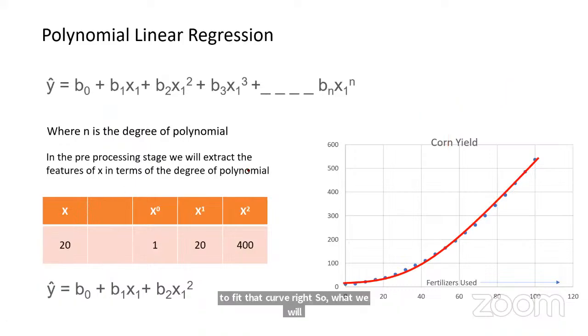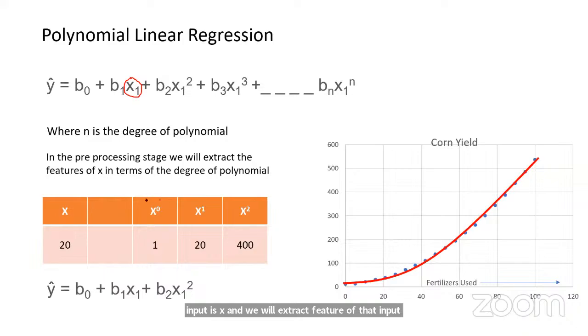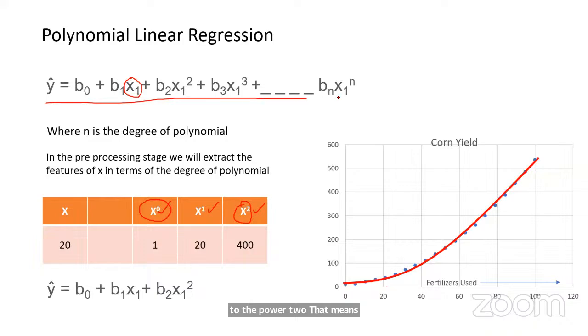So we will change the input. The input is x, and we will extract features of that input. That means we will extract the degrees of polynomial for each value of x. Suppose a data point is 20. For x equal to 20, we extract the features x to the power 0, x to the power 1, and x to the power 2. So we are feature engineering our input. My input x now becomes x to the power 0, x to the power 1, x to the power 2. That means it becomes a second degree polynomial, and my linear regression equation stays the same.